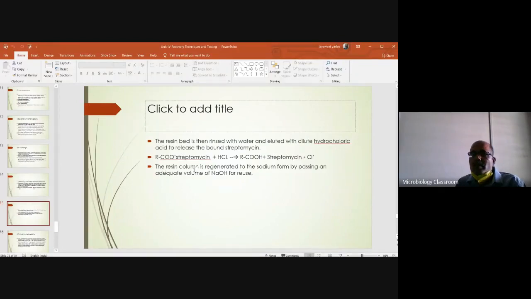The resin column is again regenerated to the sodium form by passing an adequate volume of NaOH for reuse.